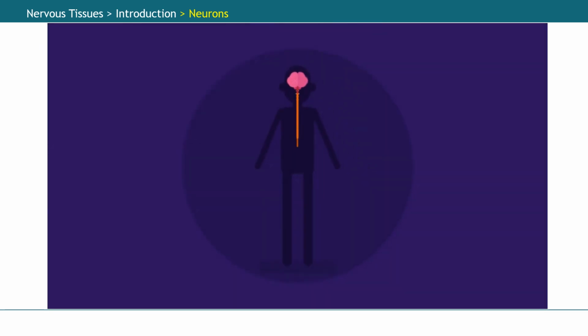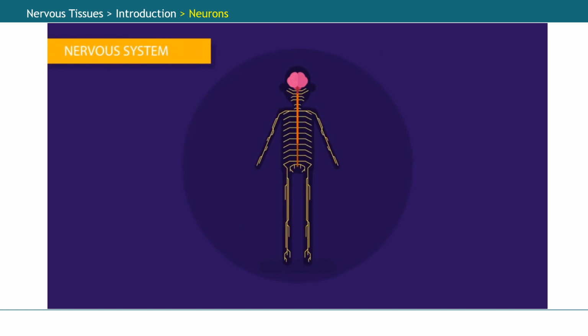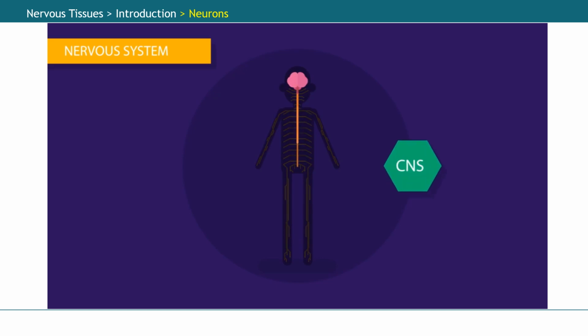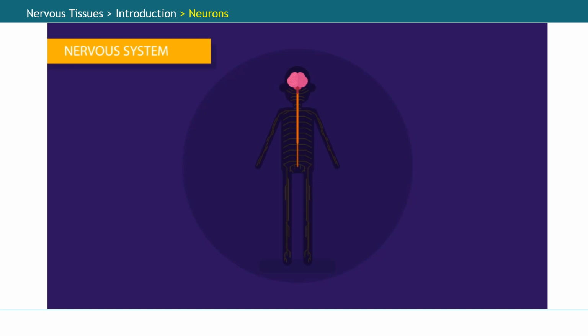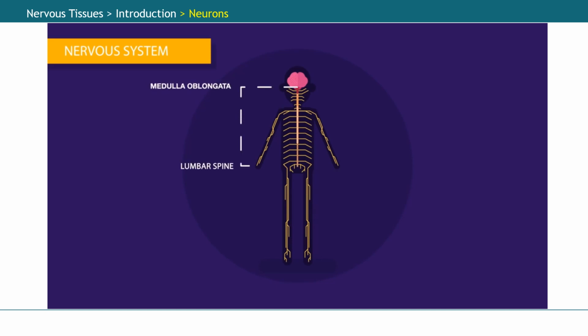Brain comes under a system called the nervous system. Structurally, the nervous system is classified into two types: central nervous system, CNS, and peripheral nervous system, PNS. The central nervous system comprises the brain and spinal cord. The spinal cord is the bridge that connects the brain to the peripheral nervous system. It starts from the medulla oblongata and stretches to the lumbar region of the spine or vertebral column.